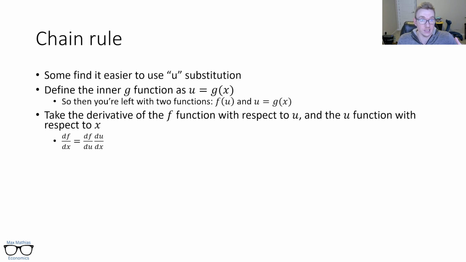df dx is basically just the derivative of f with respect to u, so df du, times the derivative of u with respect to x, du dx, and you'll notice the du's basically cancel, and that's how we get that. So at the end, you'll plug back in for x wherever you see u, right? Whatever that g of x is, you plug it back in, and that'll work.